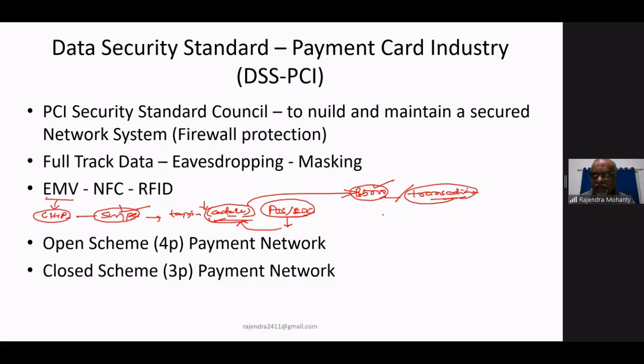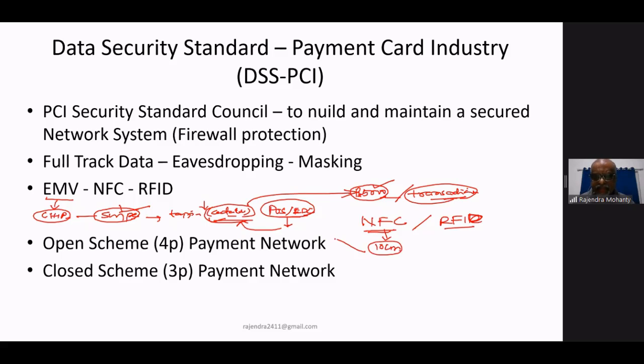Okay. So for contactless transactions, the technology used in this card network is called NFC or RFID. These are the two technologies used for contactless transactions in the card network. NFC is near field communication. Near field communication means the card has to be within a proximity of 10 centimeters from the machine.